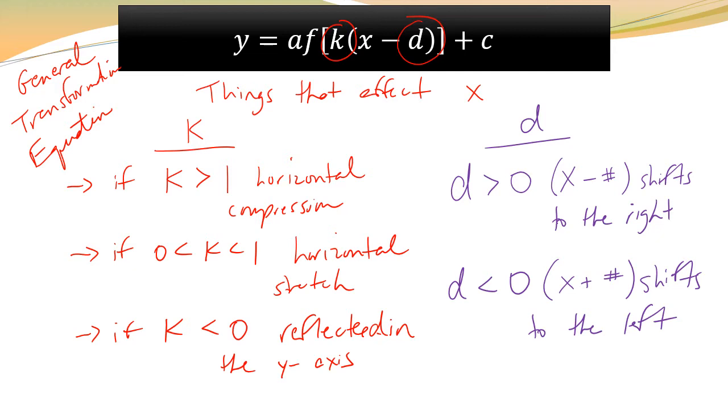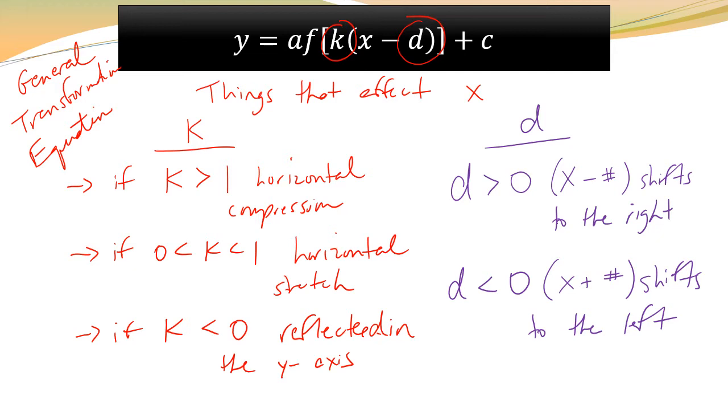The way I like to think about it is in terms of opposites. So if I was to see x minus 3, the opposite of minus is plus, and intuitively that makes sense. Positive, I think, move to the right. If I was to see x plus 5, the opposite of plus 5 is minus 5. Intuitively, minus 5 means go to the left 5.